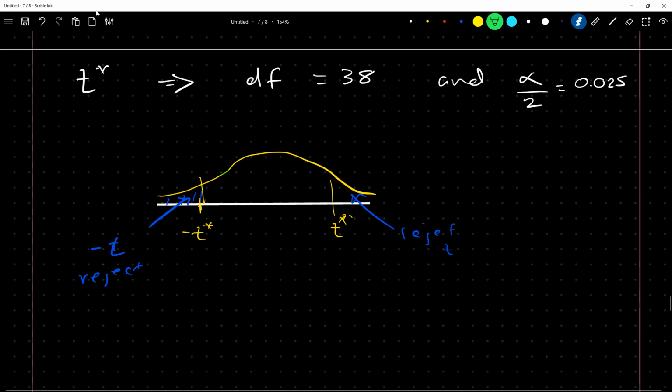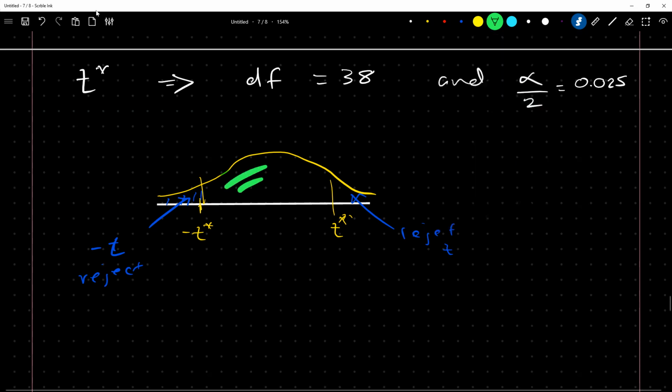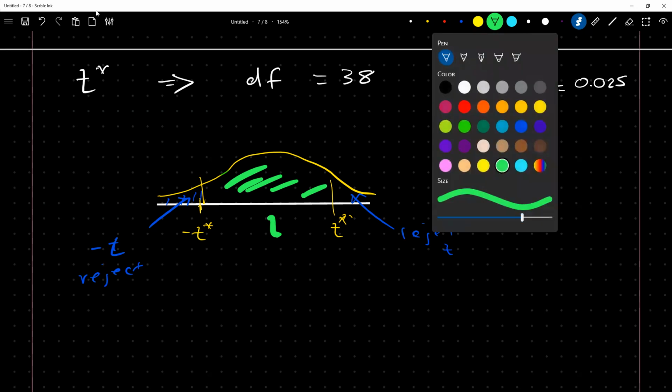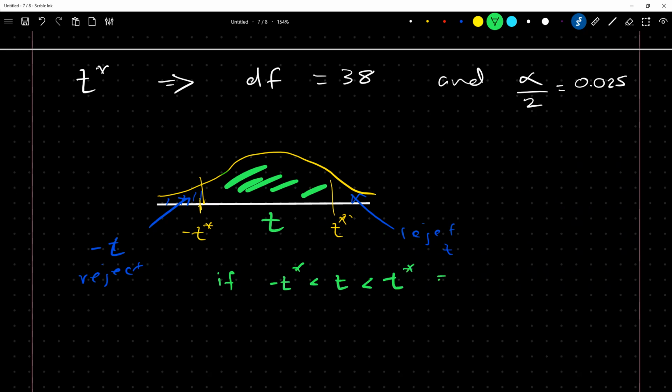So in other words, if it's in here, then it's going to be the fail to reject region. Okay, so if it's in between our two T criticals, that's our fail to reject region. So if we've got negative T critical less than T, which is less than T critical, we will fail to reject. In any other case, we will reject.